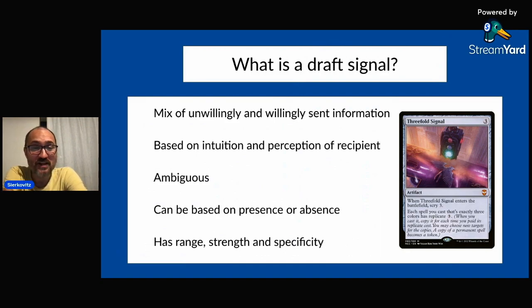So very much unwillingly, sometimes I have to send mixed signals that people will interpret as signals but are not, and I don't want it. And sometimes you say, oh, I would like to take everything in that pack because the cards are good. But most of the time, I would like to take everything in that pack so I don't send the bloody signal that black is open when I'm drafting black.